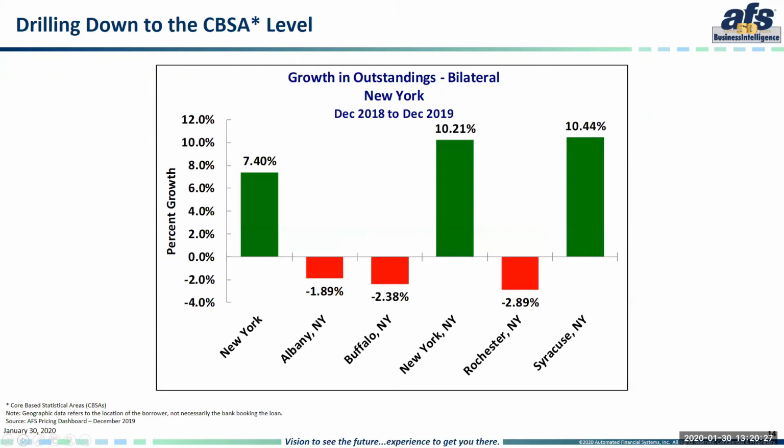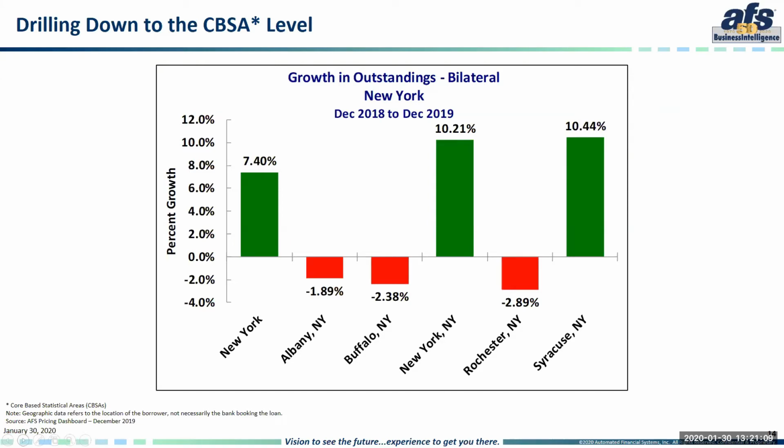Using the AFS pricing service, you can examine trends within states. Our pricing service is configured to drill down beyond the state level and view trends for specific core-based statistical areas, or CBSAs. For example, on the previous slide, we saw New York in the top 5 states for bilateral loan growth. On this slide, we can see that the 2019 growth rate of 7.4% for New York exceeded the national average of 4.2%. And New York and Syracuse contributed to that higher than average growth rate. However, Albany, Buffalo, and Rochester actually lost ground during 2019.